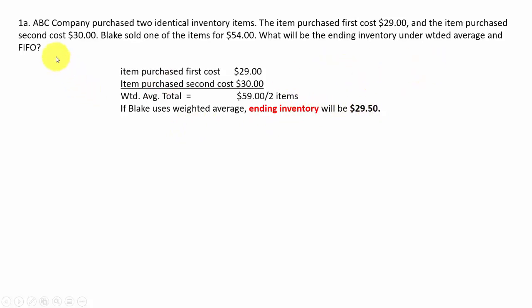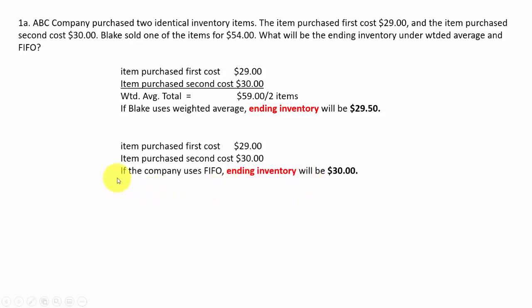All right, what about under FIFO, first in, first out? First one purchased for $29, and the second one purchased cost $30. And so if we use FIFO, the ending inventory will be $30 because the first one in, $29, will be the first one we sell. Therefore, we'll only have one left, which would be one for $30.